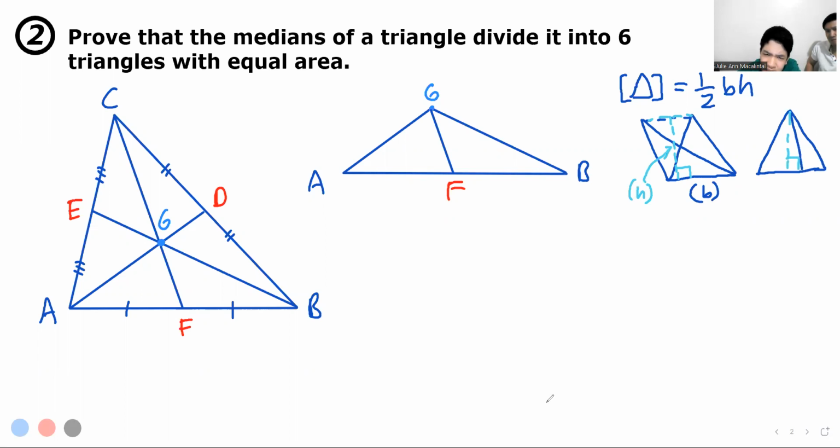So here, two triangles AFG and FGB. They have congruent bases. It doesn't have to be actually the same base as long as the base is congruent. And they have the same height. Their height is also the same.